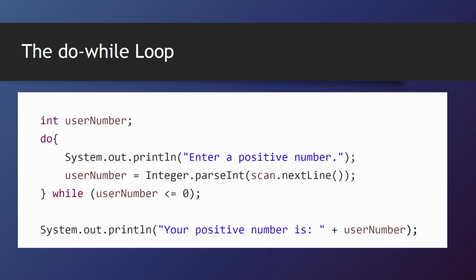Oftentimes, like the example where we wanted to read in a positive number, a do while loop might actually be the most appropriate. But even in these situations, the while loop is just much more commonly used.